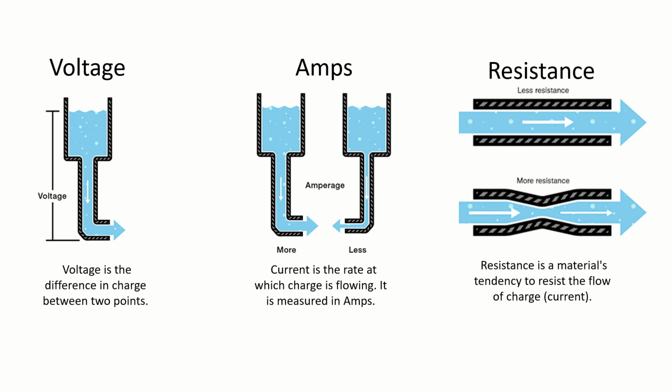Okay, so again, resistance is the material's tendency to resist charge. Those three terms, voltage, amps, and resistance, are all units of measure. And we'll need to be able to state those back in terms of what the unit of measure is for volts, for current, and for resistance.